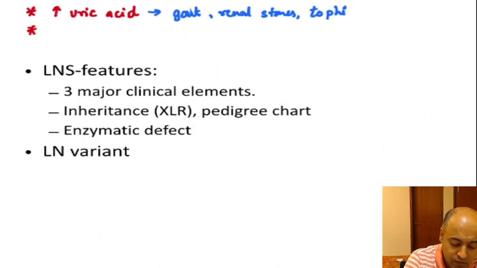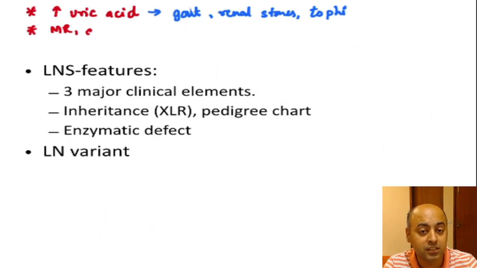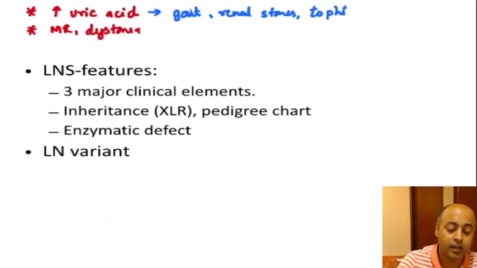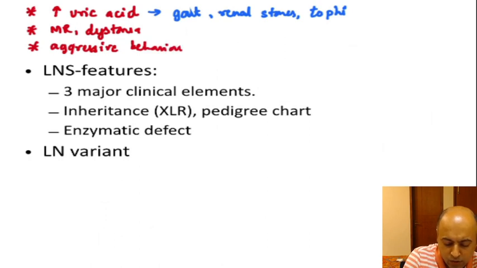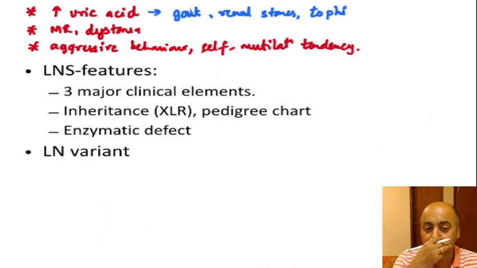Then you can have mental retardation, and you can have what is known as dystonia. Dystonia means a tone disorder is there. And the third one we have already seen in the question: aggressive behavior along with the self-mutilation tendency. These are the three major clinical elements.